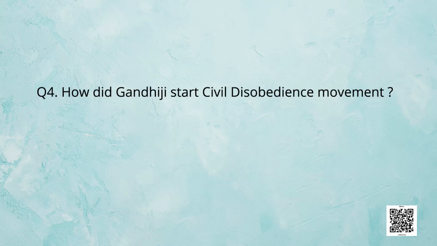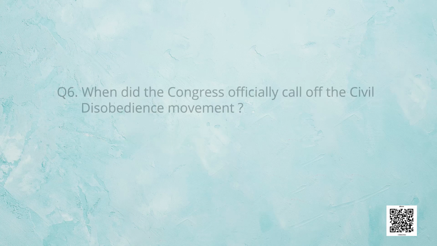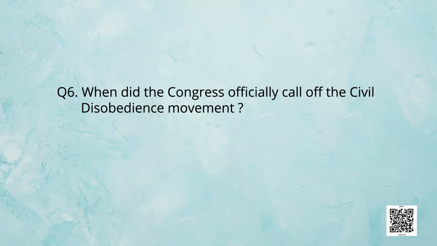The next question is, how did Gandhiji start civil disobedience movement? And the answer to this question is with Salt March. Now the next question, Salt March is also known as, and the answer is Dandi March. Very good. Now let's take a look at the last question. When did the Congress officially call off the civil disobedience movement? And the answer is in 1934.